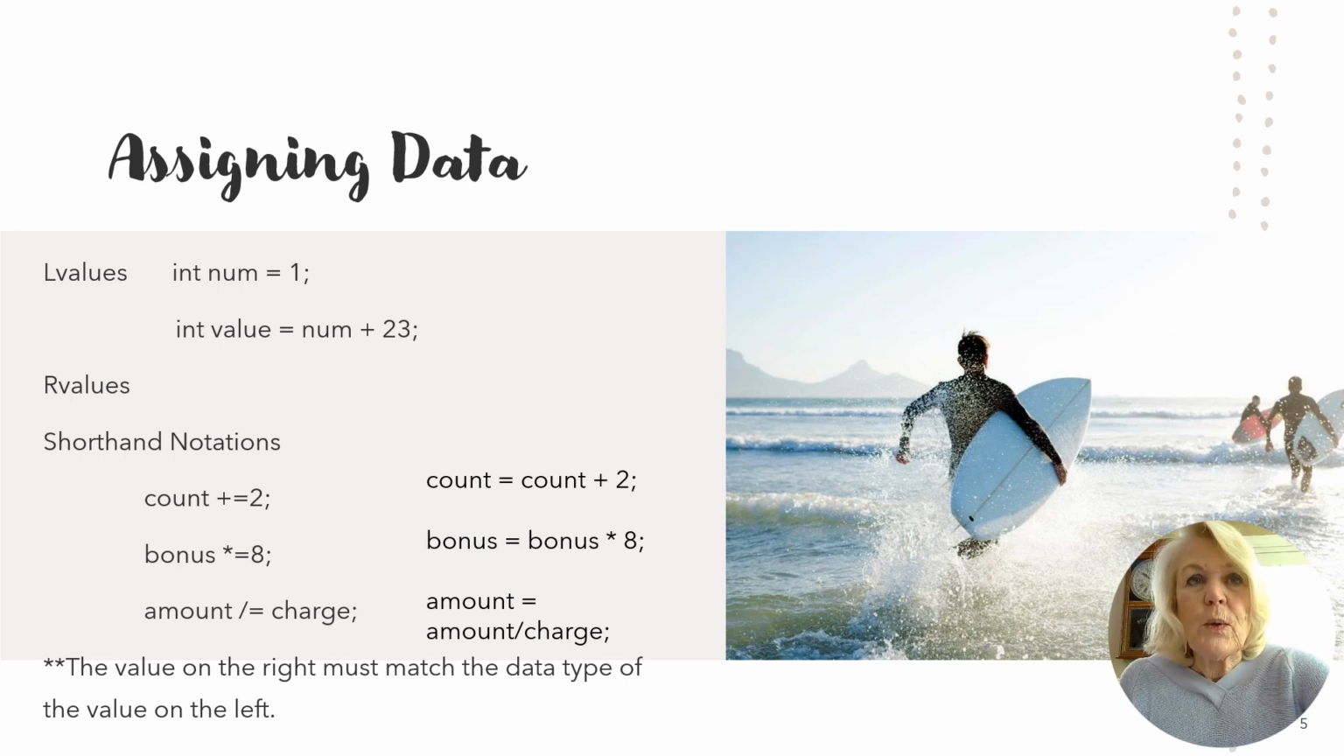Many times when you have division, the result is a double. So you want to make sure that the variable which you are assigning it to is a double also. Shorthand notation, which is shown here as well, can be used with the assignment operator. On the left is the shorthand notation, and on the right is the longer version.